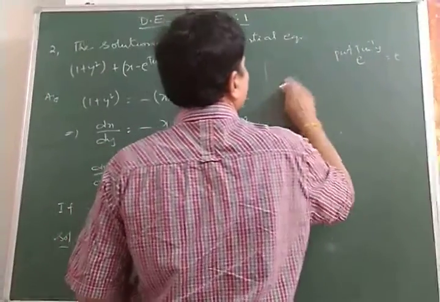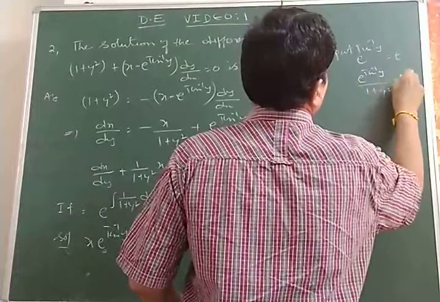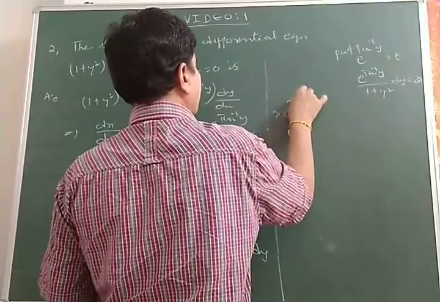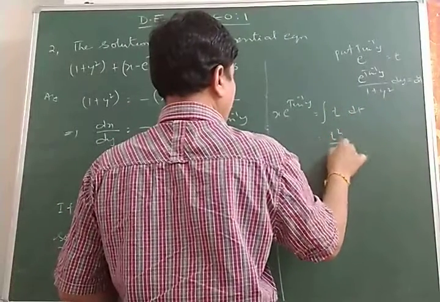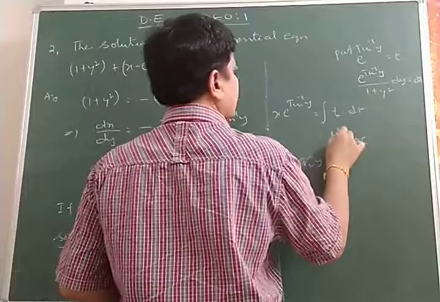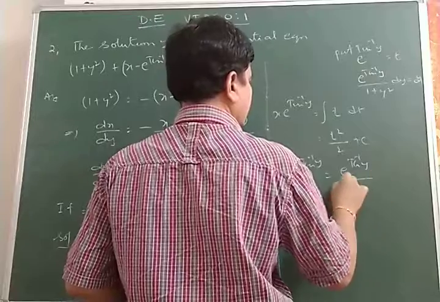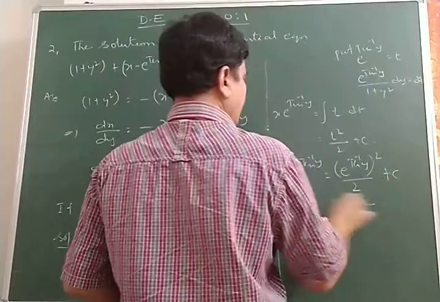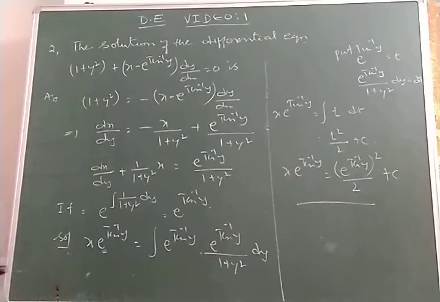Now applying derivative on both sides, e to the power of tan inverse y by (1 plus y square) dy is equal to dt. Now x into e to the power of tan inverse y is equal to integral of t dt. Now this is t square by 2 plus c. So x into e to the power of tan inverse y is equal to (e to the power of tan inverse y) whole square by 2 plus c. This is the required solution of the differential equation.